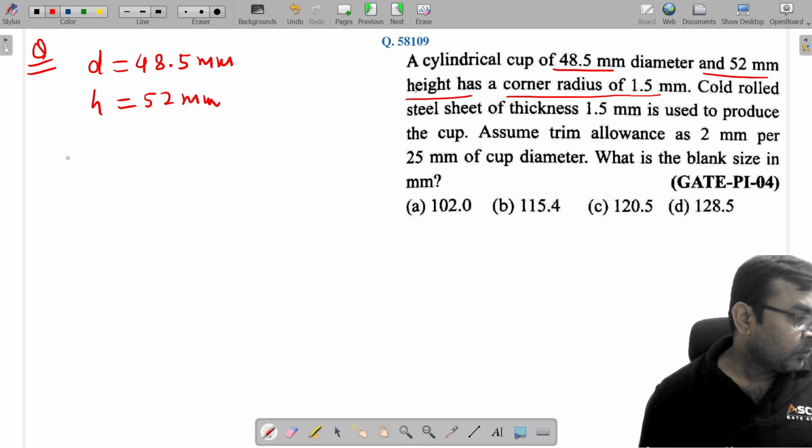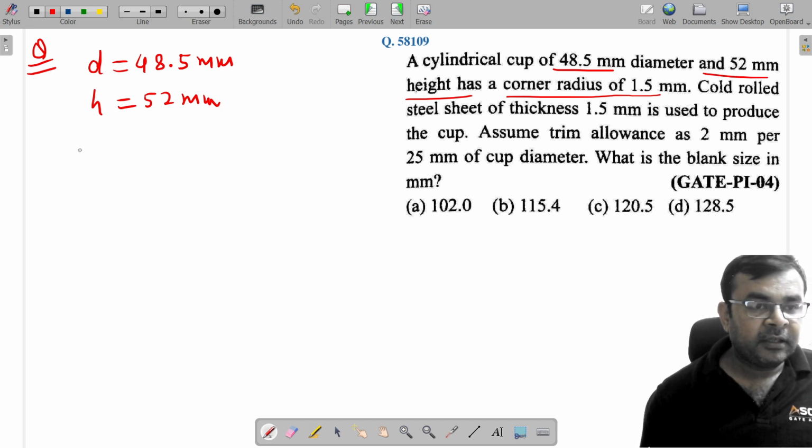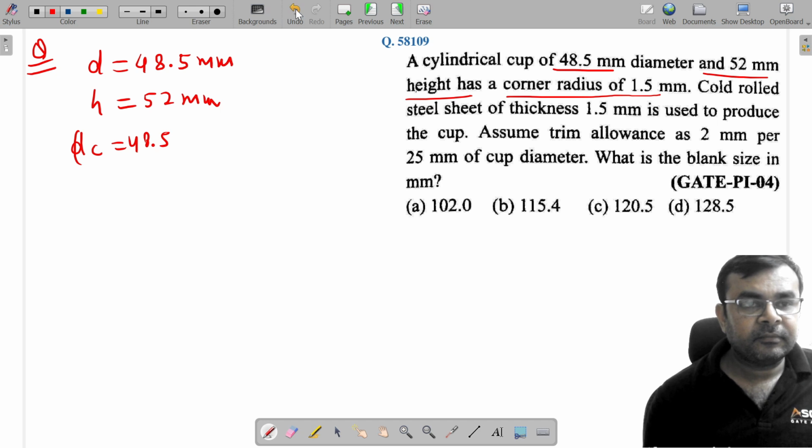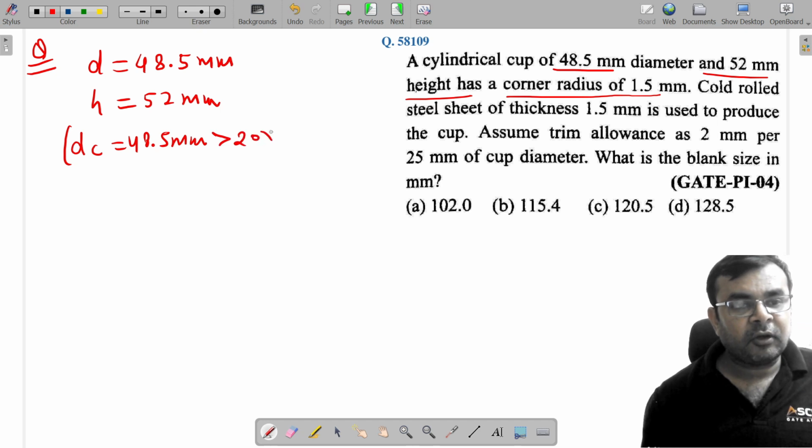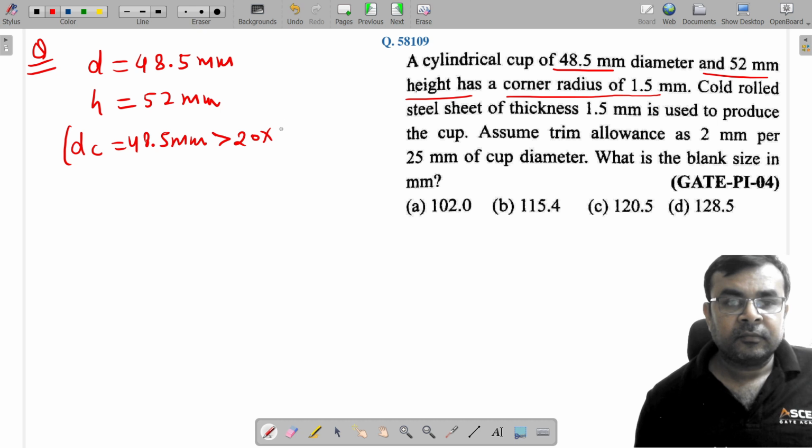Correct? So you can see here, the diameter of the cup, 48.5 mm, is greater than 20 times the corner radius, for the cold rolled steel sheet of thickness. The corner radius is 1.5. Is that clear?